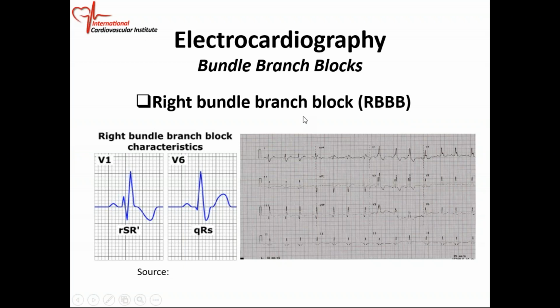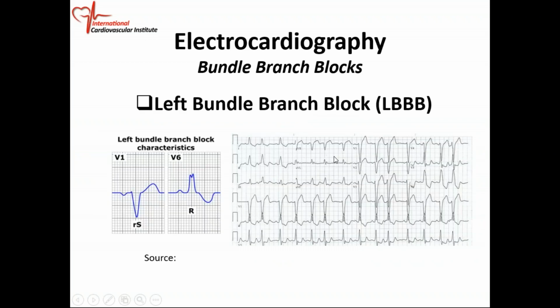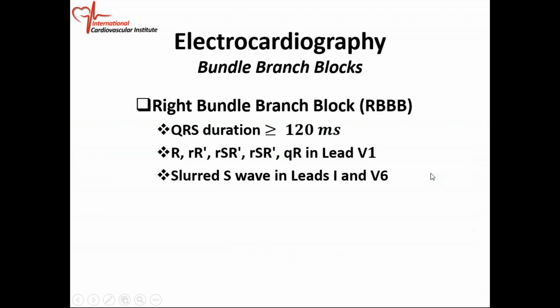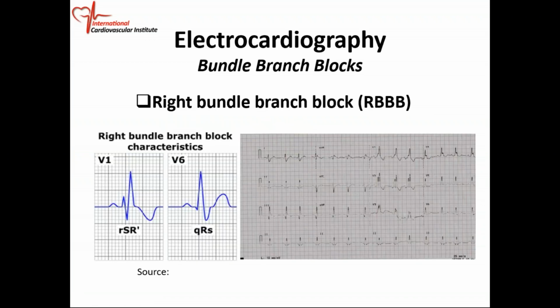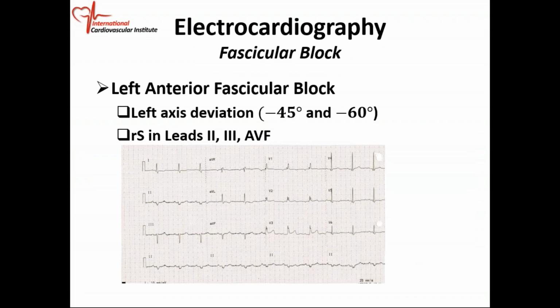But just remember that with a right bundle branch block, when you look over the right leads, you're going to get the rabbit ears, or the R prime. With a left bundle branch block, because it's over the left side, you're going to get your R prime over the left-sided leads, which are V5 or V6. You have to know the classic definitions for these bundle branch blocks. So you can have a left bundle branch block, and you can have a right bundle branch block.